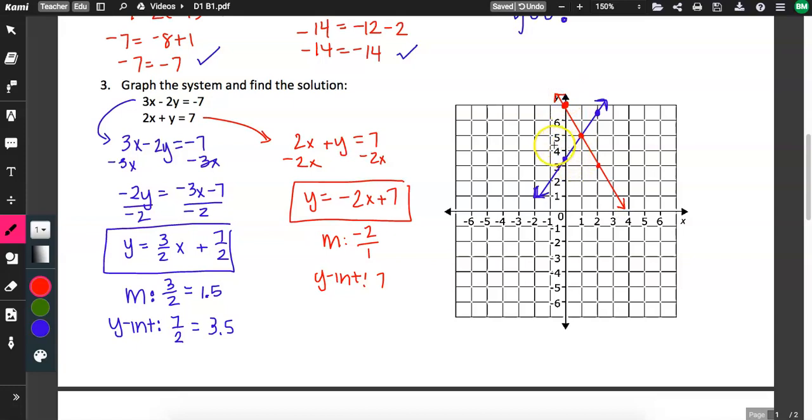Okay, so I have my 2 lines graphed. I can see where they intersect. That's what I'm looking for. The intersection point is the solution. So that point, 1, 5, is the solution to my system.